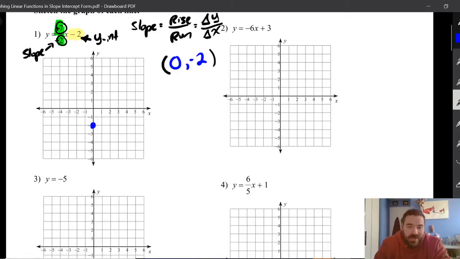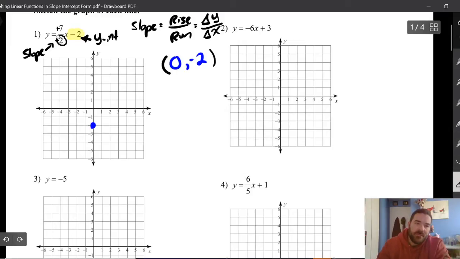Well, that's not enough to draw a line. I need at least a point and another point, or a point and a slope, and I'm going to use the slope to find another point. So the slope tells me that for every 7 units that I go up, I go 2 units to the right, because for every 7 units of rise, I have 2 units of run.